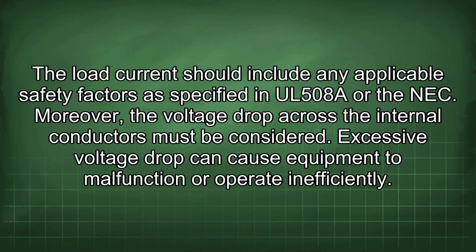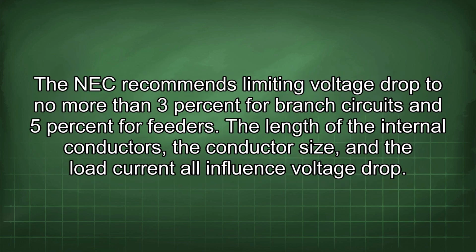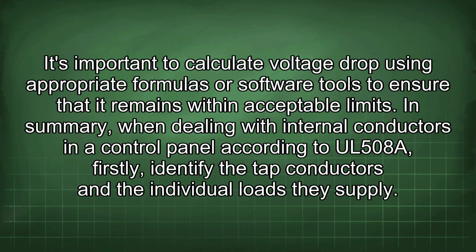Moreover, the voltage drop across the internal conductors must be considered. Excessive voltage drop can cause equipment to malfunction or operate inefficiently. The NEC recommends limiting voltage drop to no more than 3% for branch circuits and 5% for feeders. The length of the internal conductors, the conductor size, and the load current all influence voltage drop. It's important to calculate voltage drop using appropriate formulas or software tools to ensure that it remains within acceptable limits.